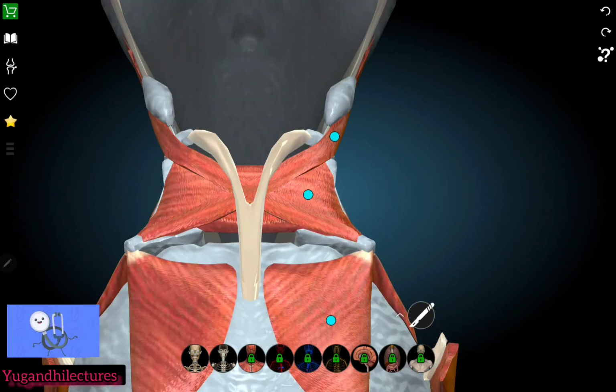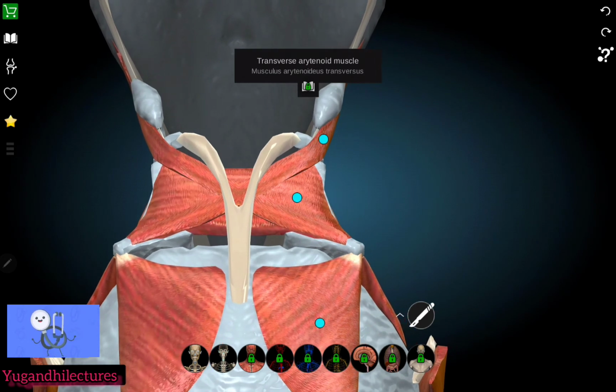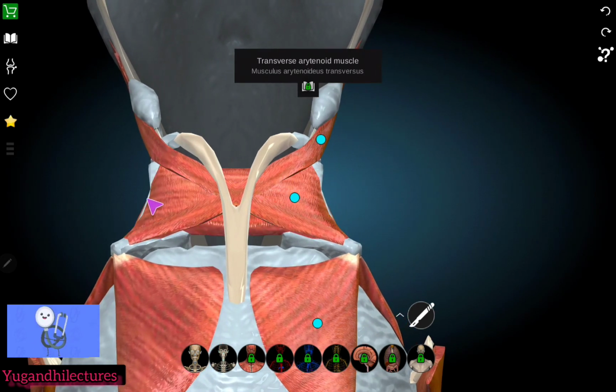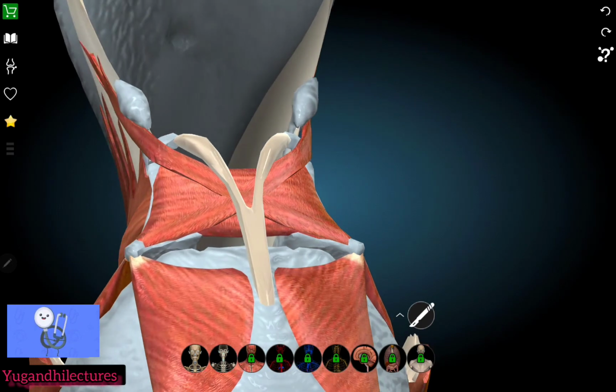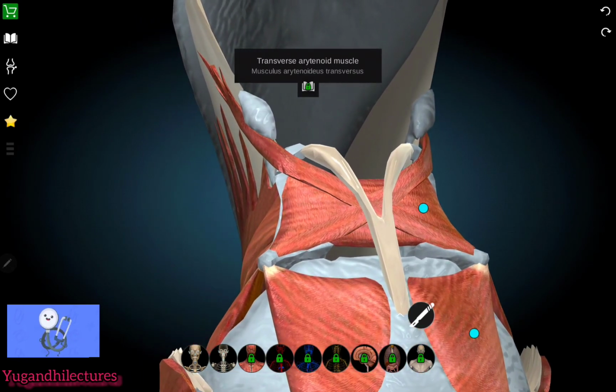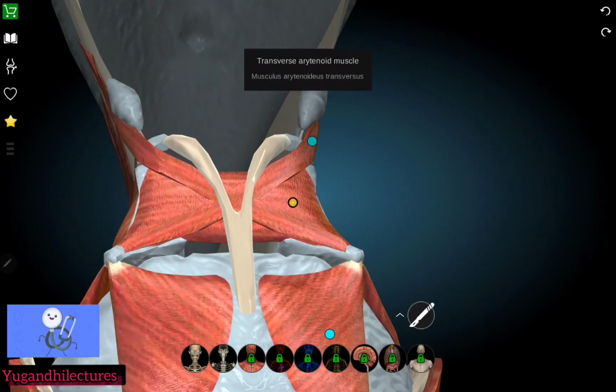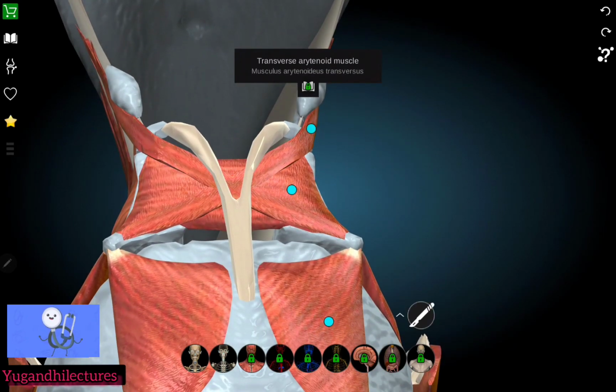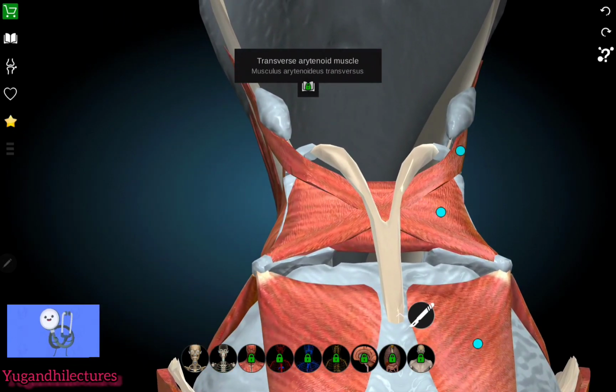Next muscle is the transverse arytenoid muscle. You can see here, it is attached to the posterior surface of the two cartilages. So this muscle is attached across the posterior surface of the two cartilages.